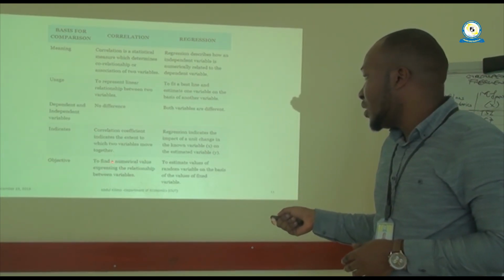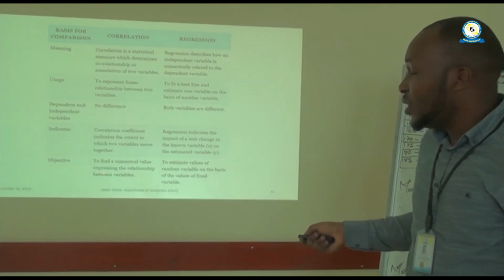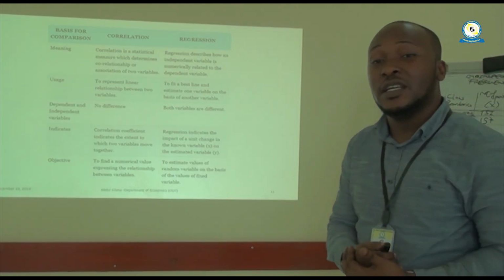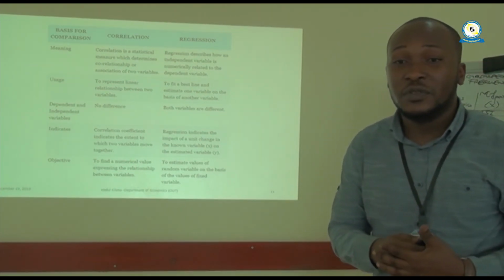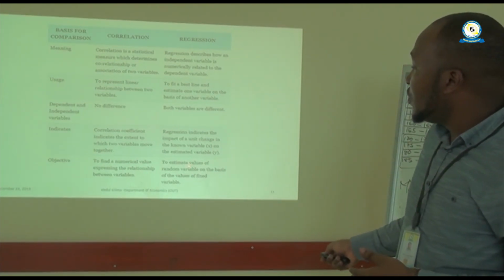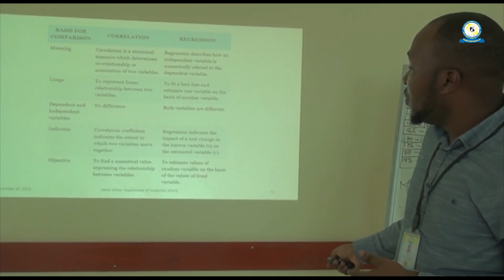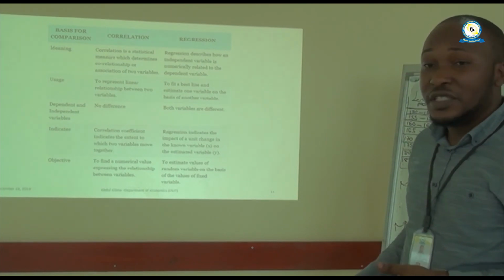The objective of correlation is just to find a numerical value expressing the relationship between the variables. While with regression, we also estimate the value of a random variable on the basis of the values of the fixed variable.